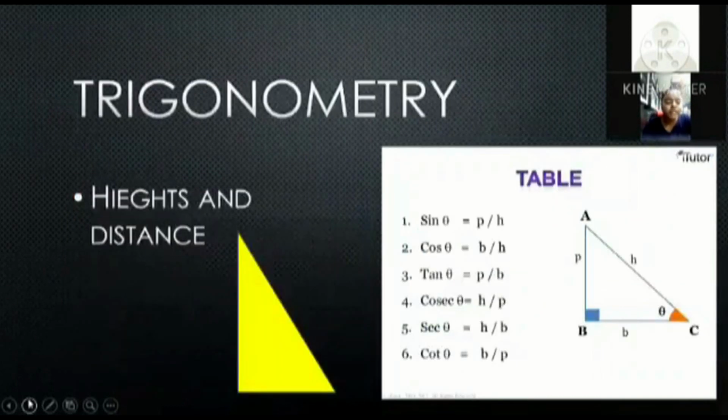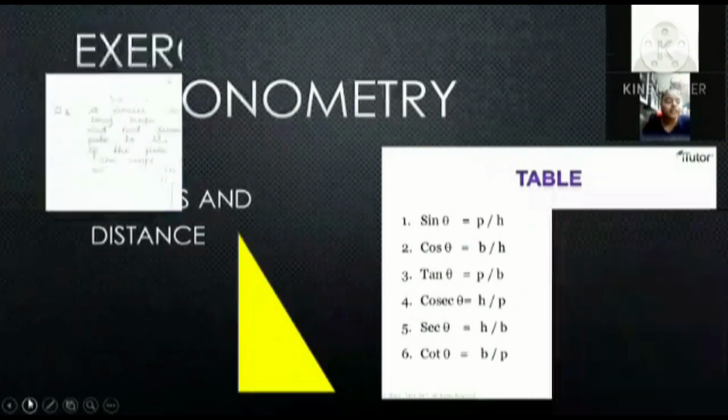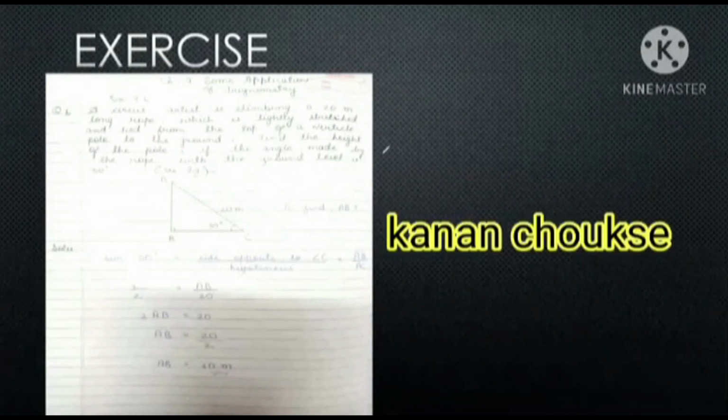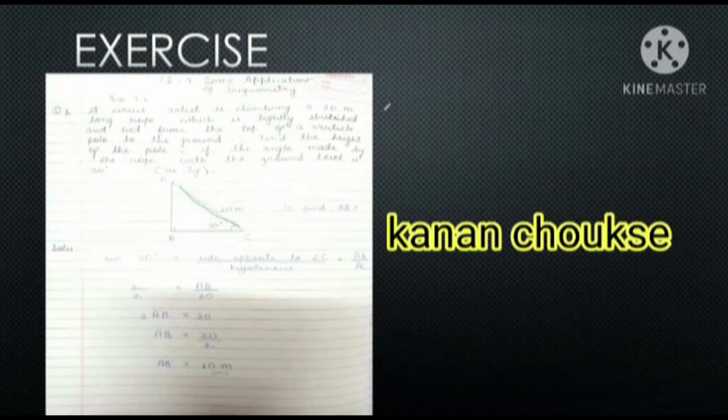Before we look at the applications of trigonometry, let's quickly revise the basics of trigonometry. As you can see, the right angle triangle ABC is there. First I shall read the question. A circus artist is climbing a 20-meter long rope. You can see AC is our rope, which is 20 meters long, which is tightly stretched and tied from the top of a vertical pole to the ground. And our pole is AB.